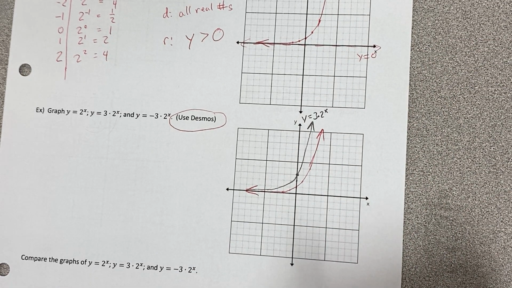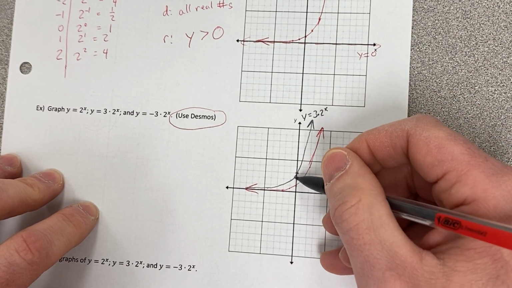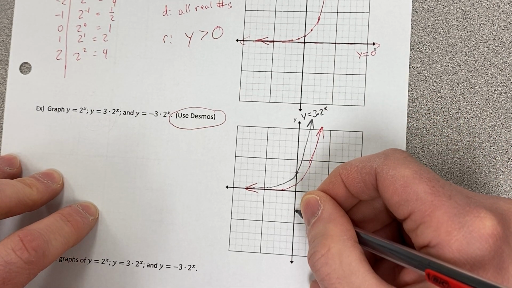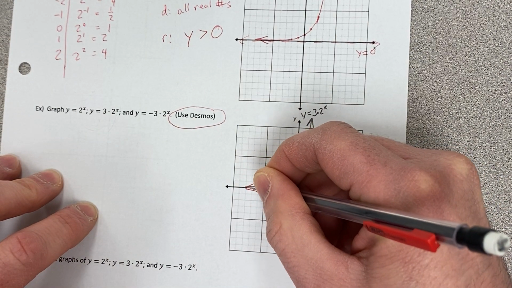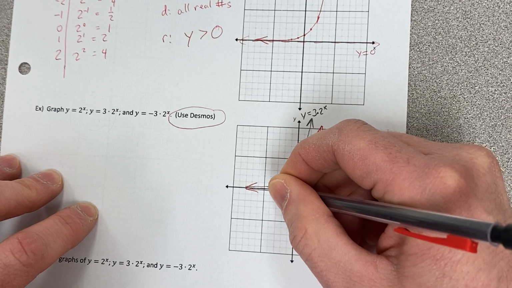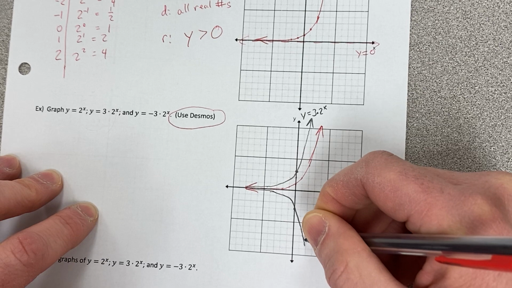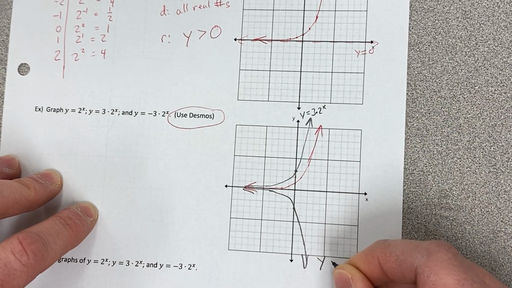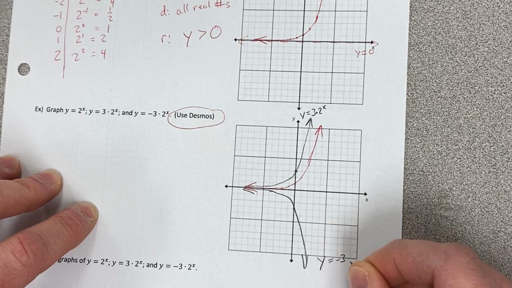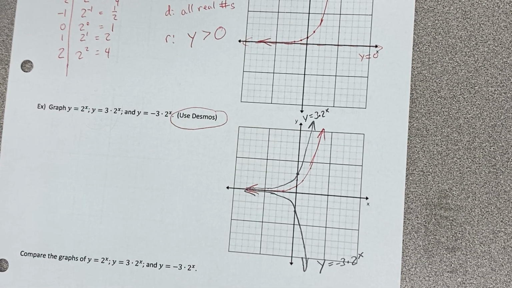Now if you plug in y equals negative 3 times 2 to the x, you're going to find out that the y-intercept is now down here. It's at negative 3, and all the values from 3 times 2 to the x have been flipped over, like so. And I encourage you, just plug these into Desmos, explore a little bit, and you'll see those relationships.